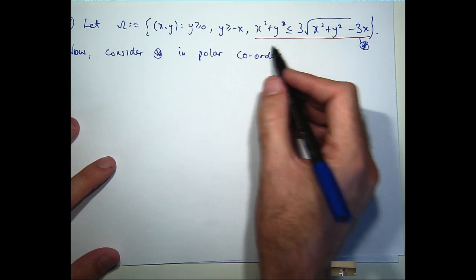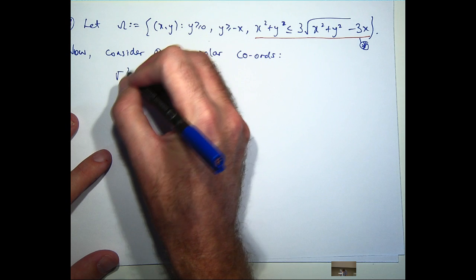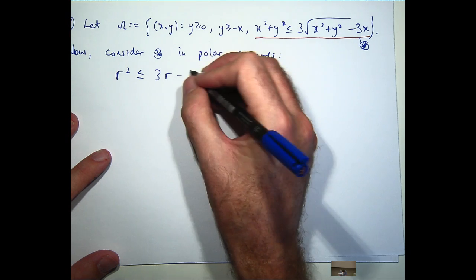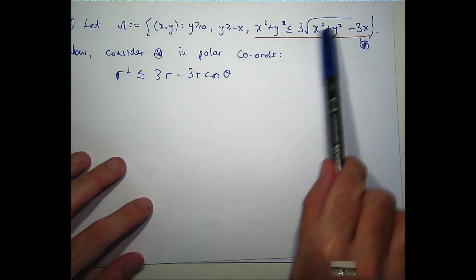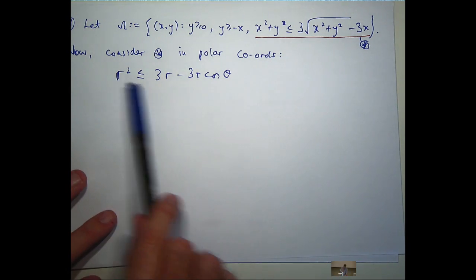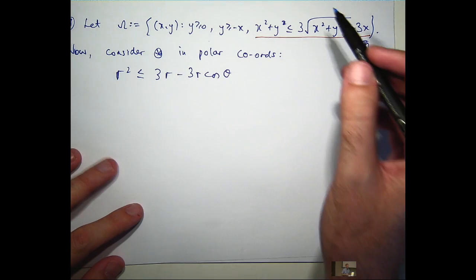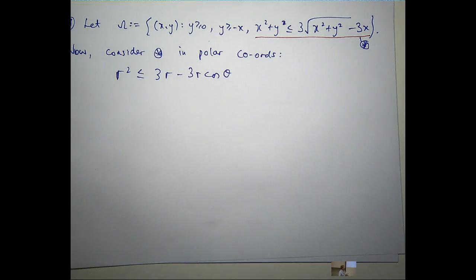So just the inequality, basically. I'll replace x with r cos theta, y with r sin theta. On the left-hand side, I'm going to get r squared. On here, I'm going to get 3r minus 3r cosine theta. Now, I've made an assumption there when I cleaned up the square root sign: I'm assuming that r is non-negative. Now, I can furthermore clean up by cancelling off the r's. I'm assuming there that r is not equal to 0, which is a reasonable assumption because if r is 0, it's just trivial. You're just at the origin still.